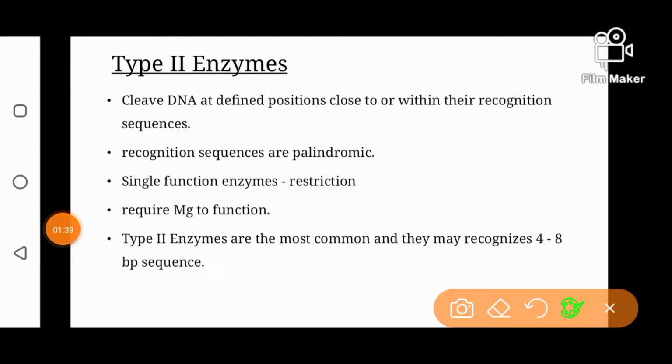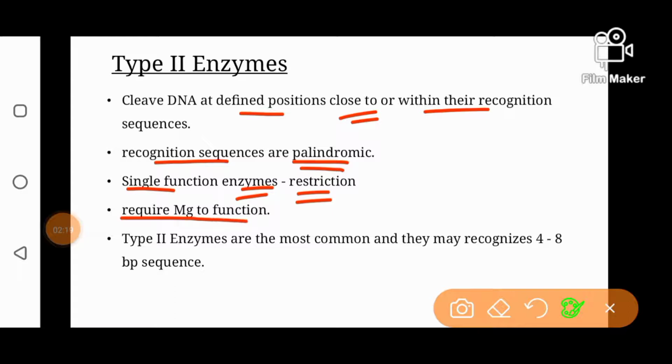Type 2 enzymes cut DNA at a defined position close to or within their recognition sequences. Type 2 enzymes are very specific in their cutting pattern. That is, they cleave DNA at very specific positions, near the recognition sequence or within the recognition sequence. These enzymes recognize sequences that are palindromic. And these enzymes are single function enzymes, that is, they only have a restriction activity independent of methylase. They require magnesium ion to function.